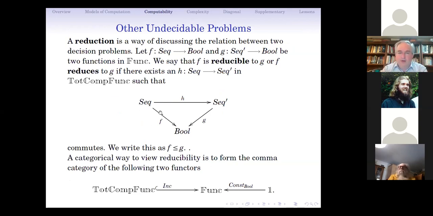Okay, this is just in general. You have reducing one decision problem into another decision problem, and that's what this is all about. Okay, and the way to think of this is as a comma category. This is like a slice category, but a comma category. This pulls out, this is the single object category, it pulls out functions, pulls out the Boolean thing, and we're including the morphisms here. All these morphisms have to be total computable functions.